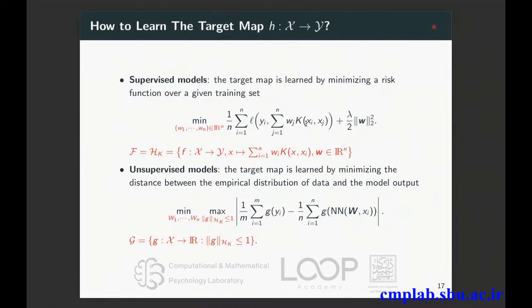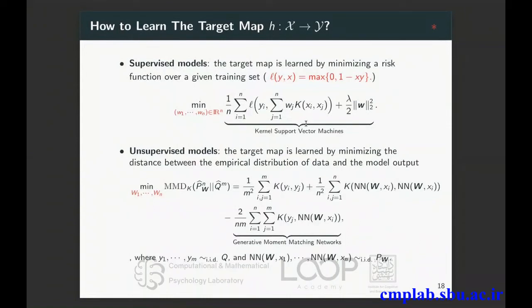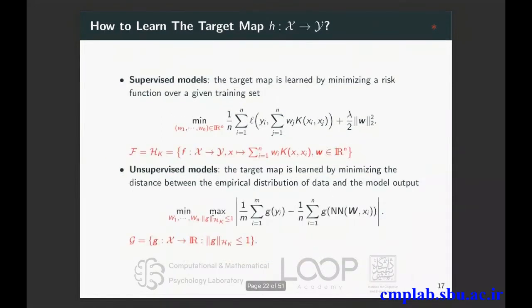And these objects actually are quite well known in machine learning. So the first one is typically called kernel support vector machine. If I use a very particular form of loss function, this is exactly kernel support vector machines. In the unsupervised models, this is something called generative moment matching network. So in these unsupervised models, I can actually write the loss function in a different form.